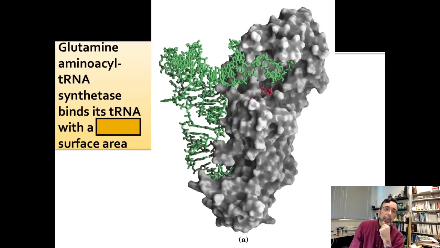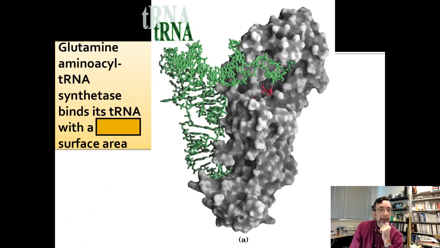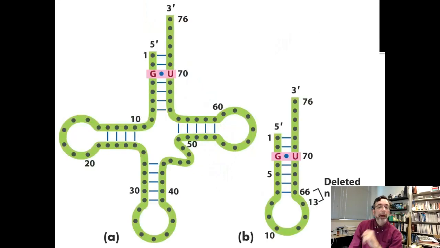For example, this is one, and they have a large binding area to work with. This is glutamine aminoacyl-tRNA synthetase, and it's binding its tRNA with a very large surface area. There's the tRNA. There's ATP, by the way, and there's a very large area where that is binding. So that shows you how it works.